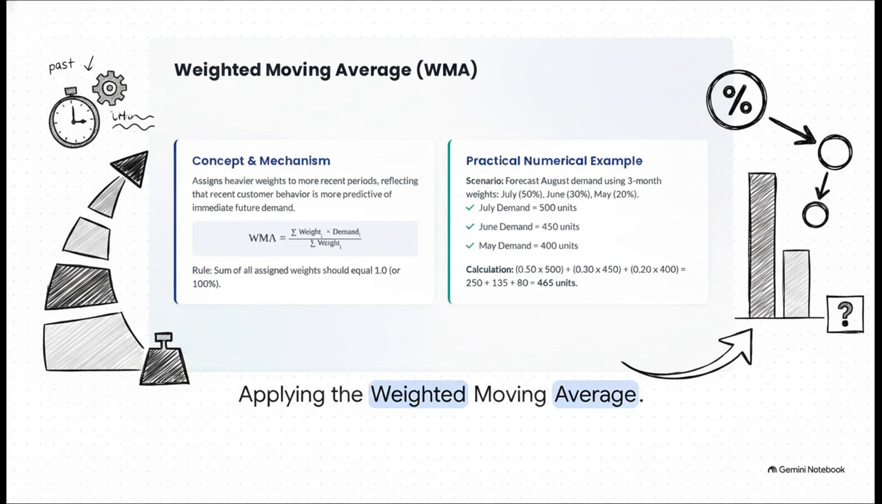Let's walk through a practical example. Say we want to forecast August, so we give a massive 50% weight to July's 500 units, maybe 30% to June, and only 20% to May. You do the math there, and suddenly our forecast becomes 465 units. It dynamically pulls the forecast closer to our most recent sales spike.